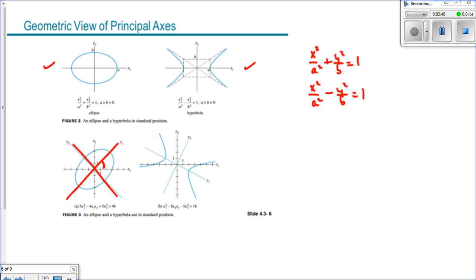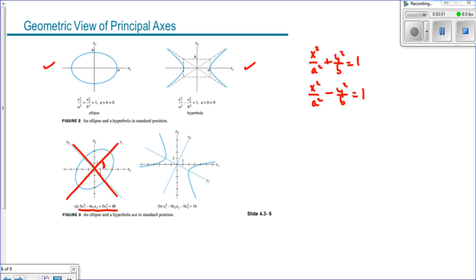So this conic, you can see by this cross product term, it has that minus 4 x1 x2. That conic is a rotated conic. Now, it's not clear by looking at the equation in this form whether it's going to be an ellipse or a hyperbola. But once you rotate it, you'll be able to tell by the standard form.